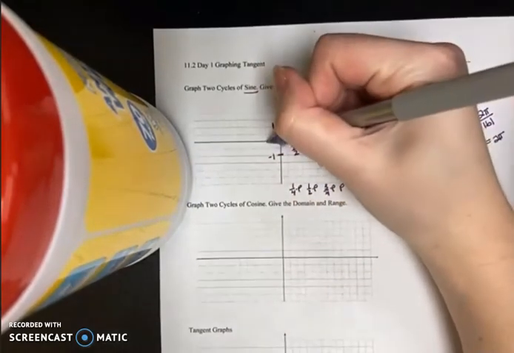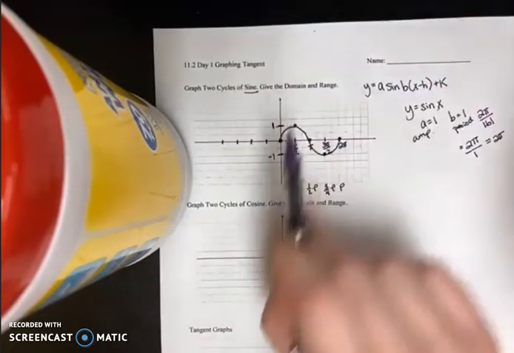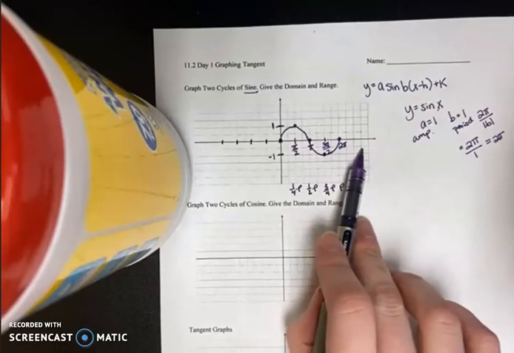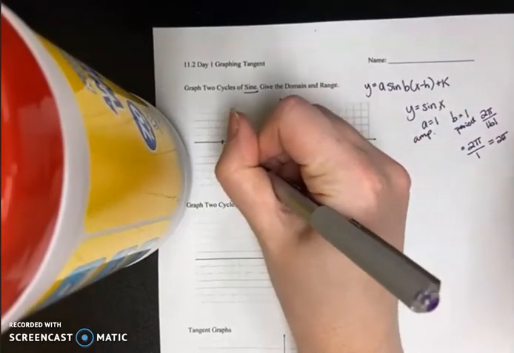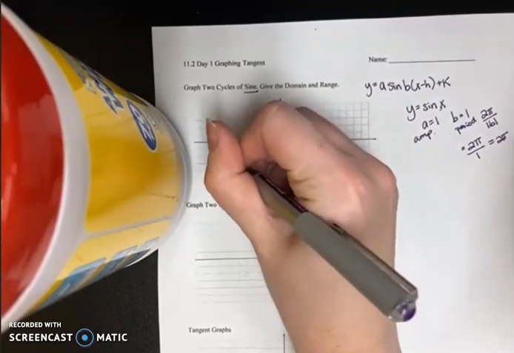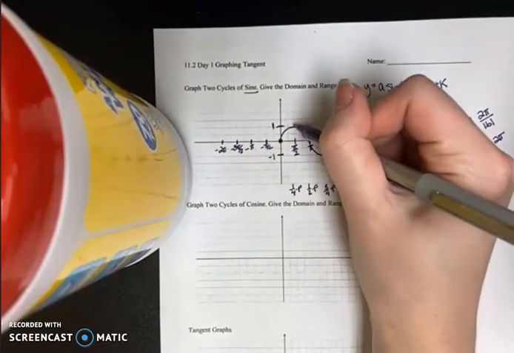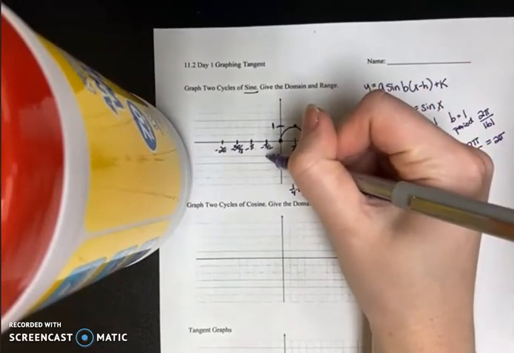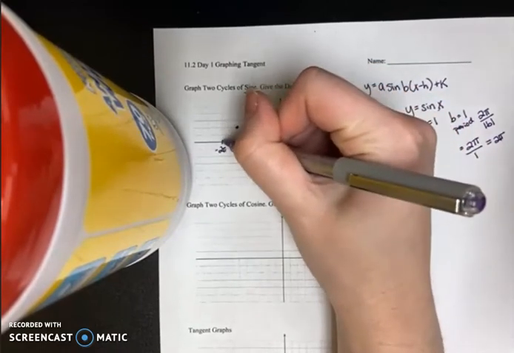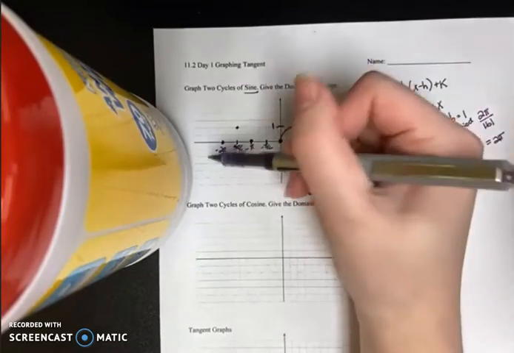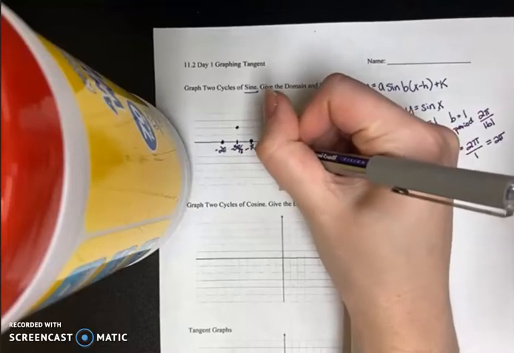So I'm going to try going to the left. The left is just the negative of these values that we see here. So this is negative pi over 2, negative pi, negative 3 pi over 2, and negative 2 pi. So it was at an intercept, and I already had a max, so now it's a min, x-intercept, max, x-intercept. If I wanted to keep going, min, x-intercept, max, but it only said 2 cycles.